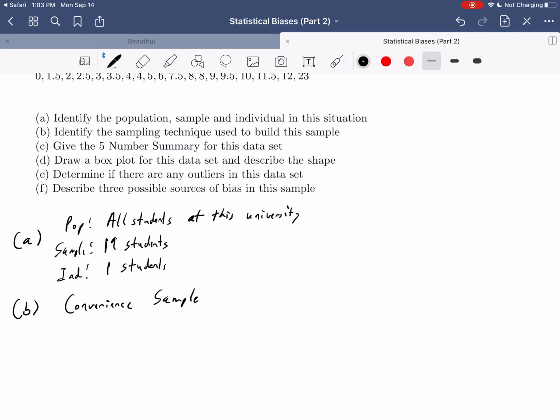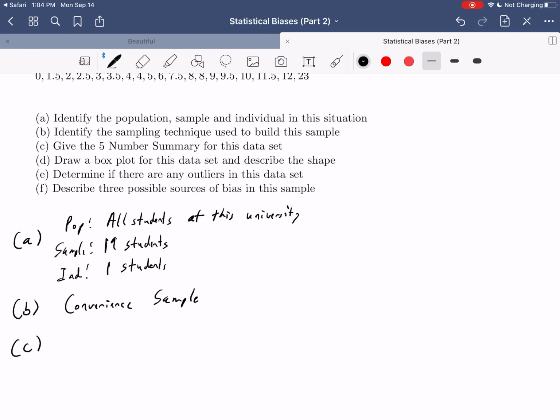Notice we can also already see ahead to when we talk about the possible sources of bias. Because we just let people come over to this table and give their value for this survey, that means there's also going to be voluntary response bias in our data.